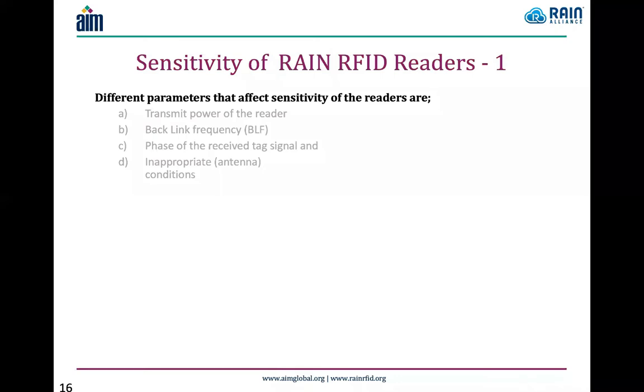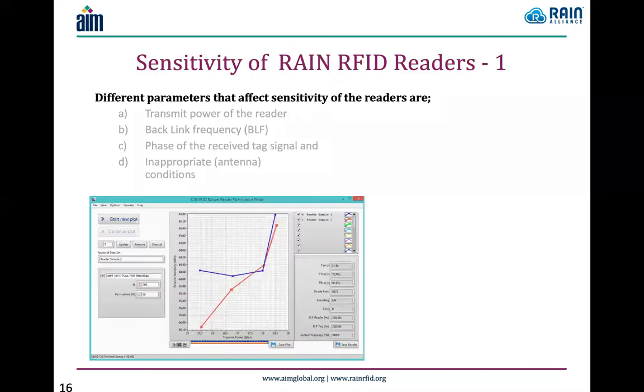So in conclusion, we have outlined 4 different parameters that affect the overall sensitivity of the reader, and they need to be considered while selecting the right reader for a system application. A, the transmit power of the reader. B, the backlink frequency. C, the phase of the received tag signal. And finally, D, antenna conditions.